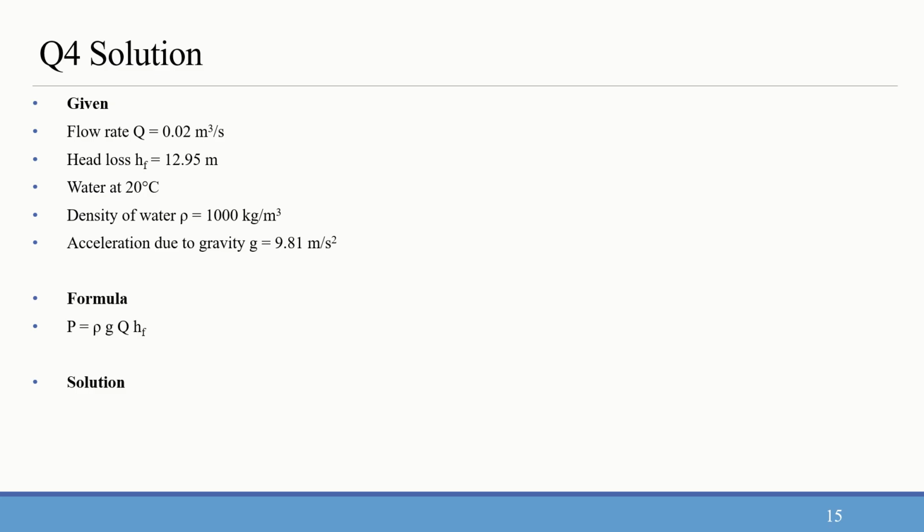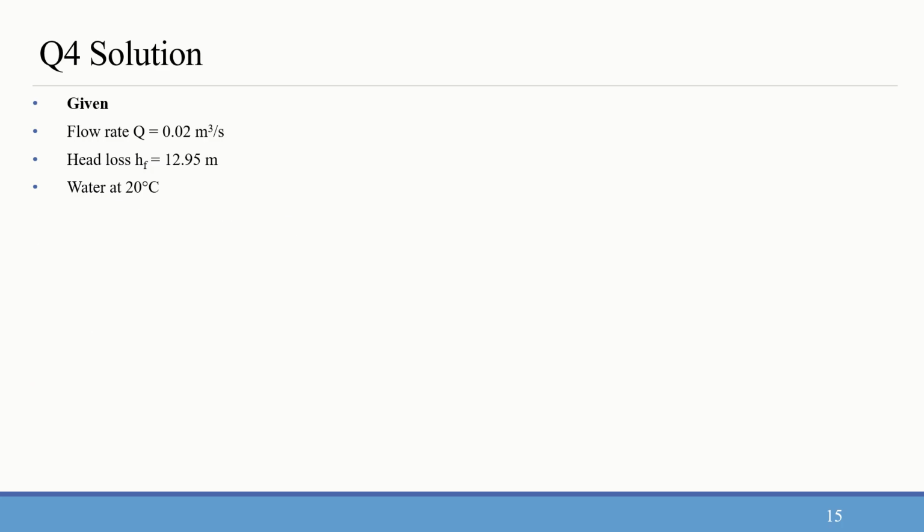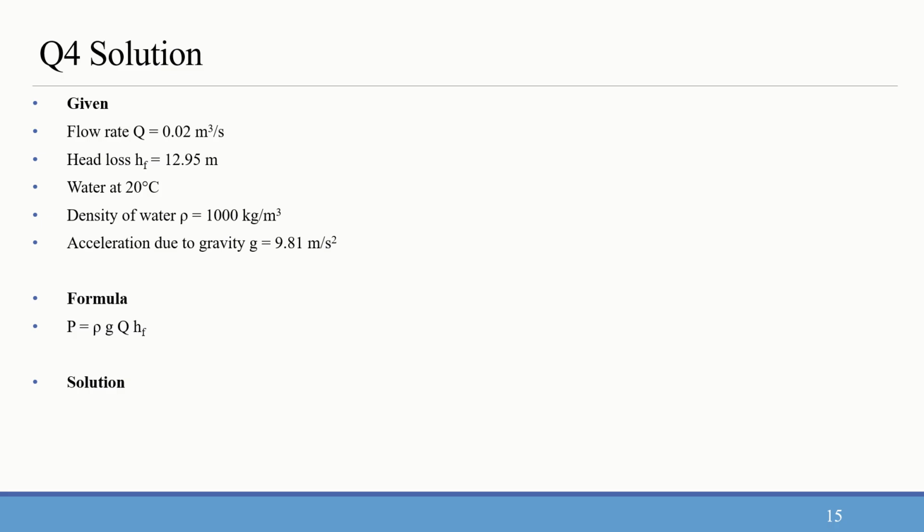So rho is 1000, G is 9.81, Q is 0.02 meter cube per second, HF is head loss in meters, so it is 12.95 meters. So we have to now substitute everything in the original formula. So what will we get? It will be 1000 into 9.81 into 0.02 into HF is 12.95. It is 2540.79 and it is power.